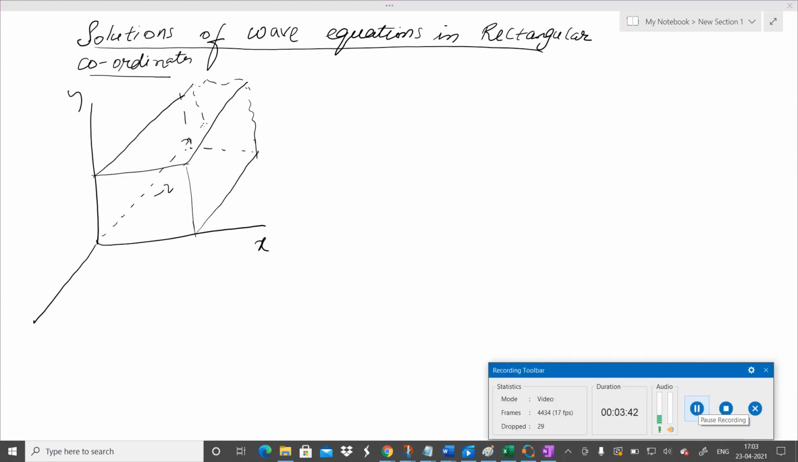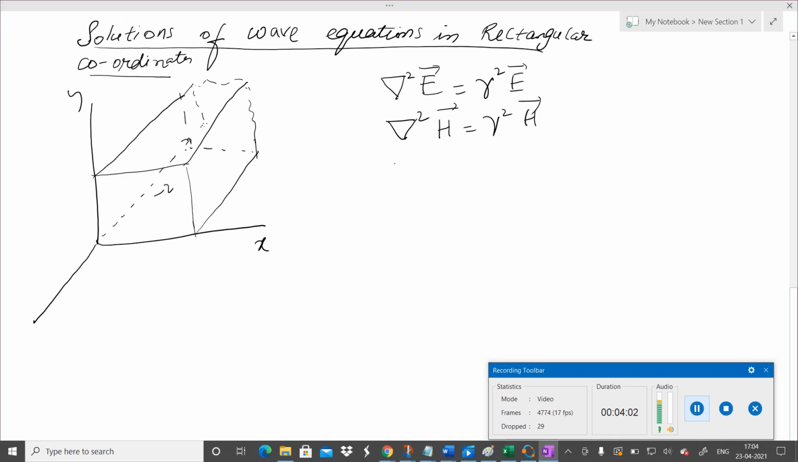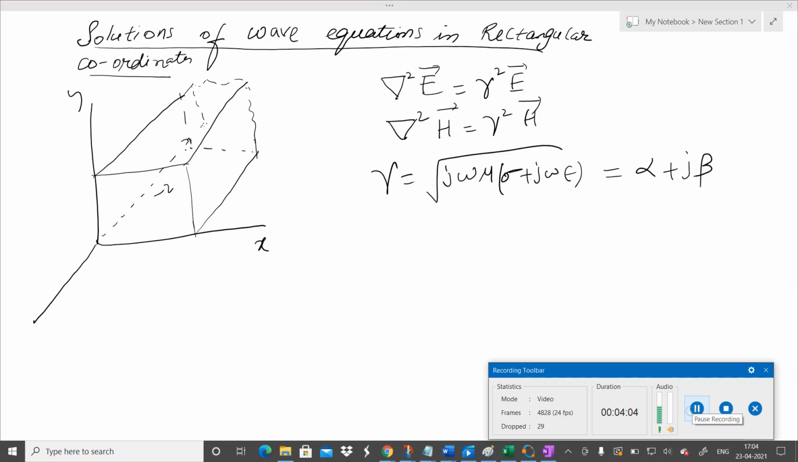Now we will recall the wave equations which we derived from Maxwell equations. These are the two wave equations. One is for the electric field and the other is for the magnetic field. E is the electric field intensity, H is the magnetic field intensity, and you know what gamma was derived as last time, and we can represent this gamma as alpha plus j beta. These two equations are also called vector wave equations.